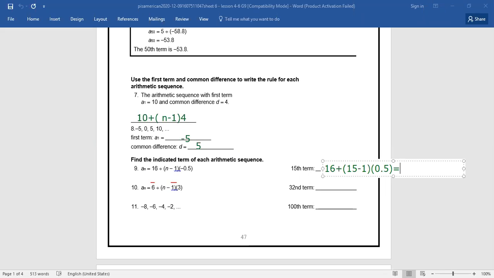Agree with Hafela? It will be 16 plus, and then we will multiply 15 minus 1. It will be equal 15 minus 1, which is 14, multiplied by 0.5, right? Then it will be 14 times negative 0.5 plus 16. So the answer will be equal how many? Check again. 14 times negative 0.5 will be negative 7, plus 16 equals 9. This one is negative 0.5.